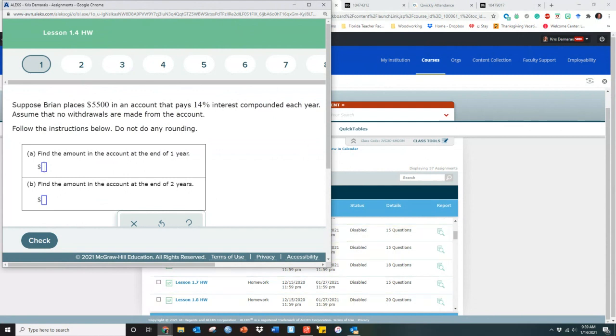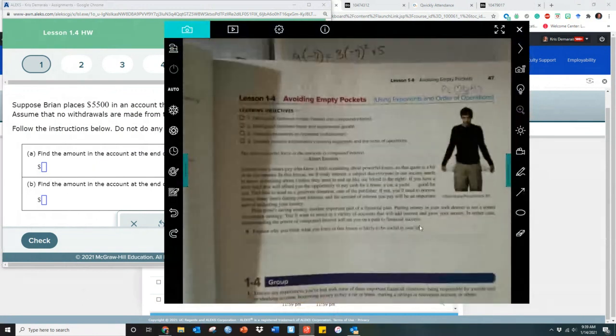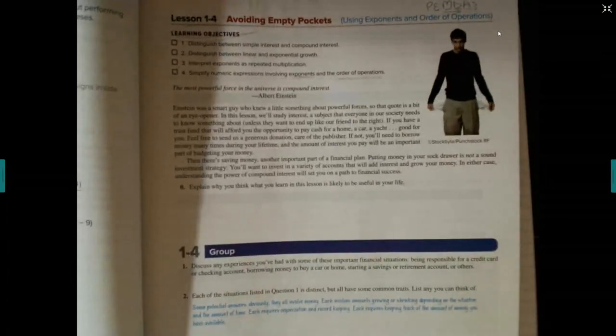All right, now, 1-4 is a topic about avoiding empty pockets. Financing is very, very important. We talked about saving money on Tuesday. We talked about debits and credits.